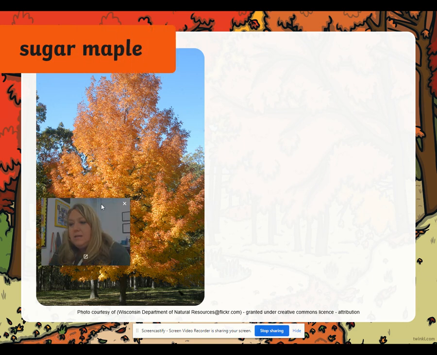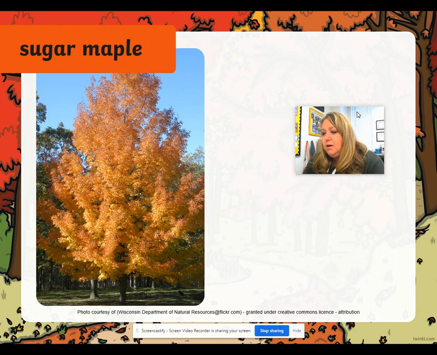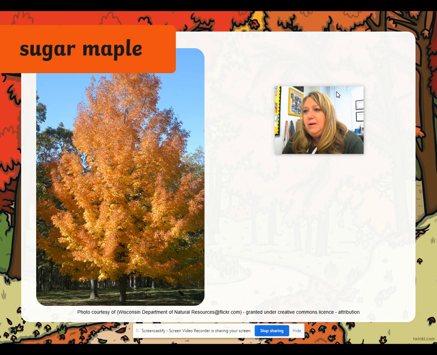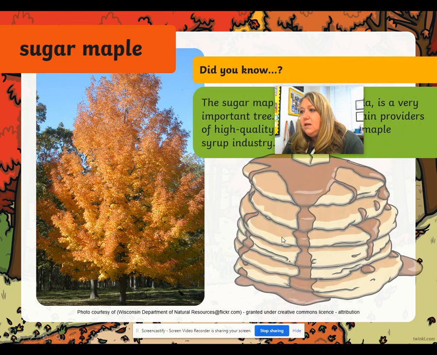Interesting. This next tree is called a sugar maple. Oh, did you know a sugar maple is where we get maple syrup from? And this is a really pretty picture of the tree in the fall when it's looking all pretty with the orange and yellow leaves.